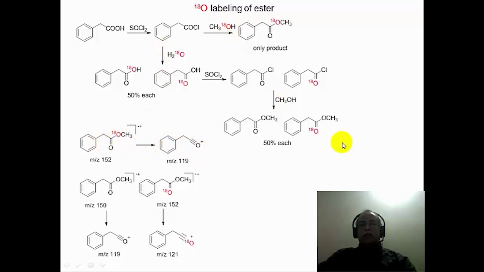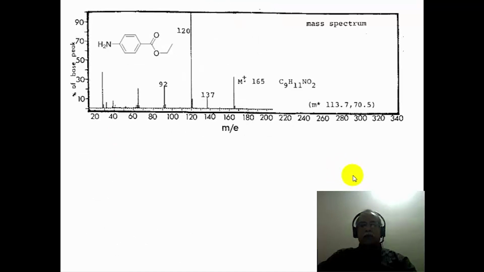So this illustrates essentially the utilization of mass spectrometry for the identification of isotopically labeled substrate very effectively, because the masses are different and mass spectrometry works on the basis of the masses of the molecule.